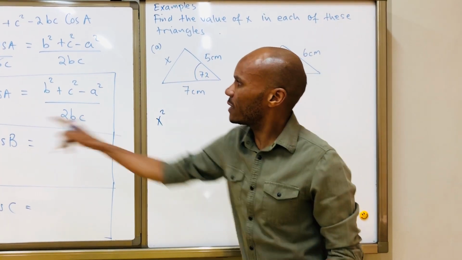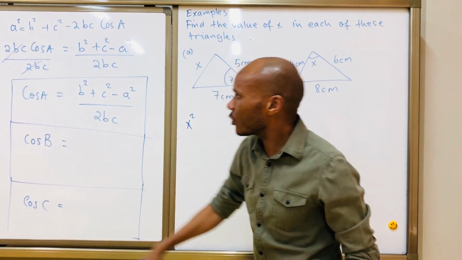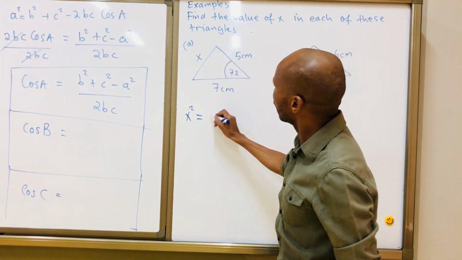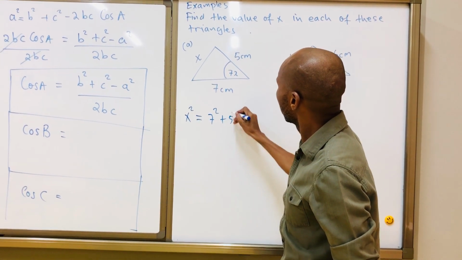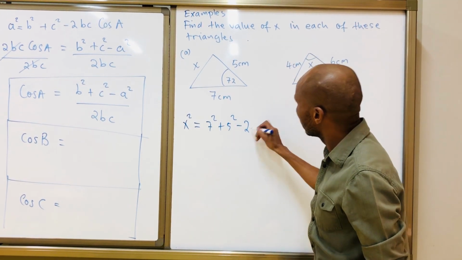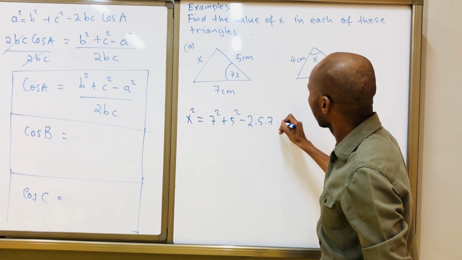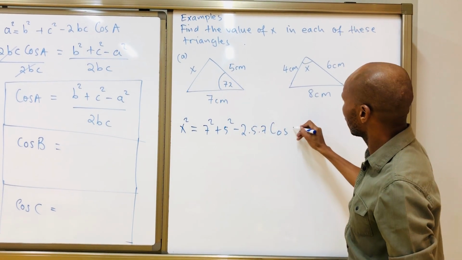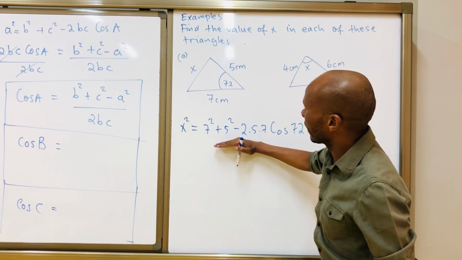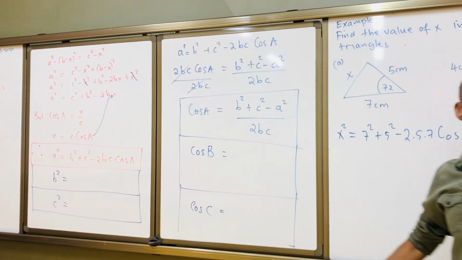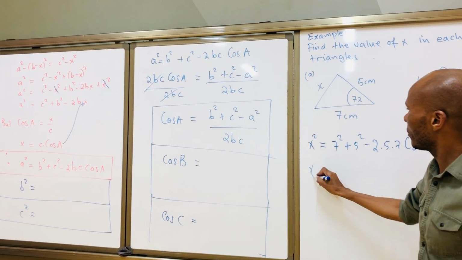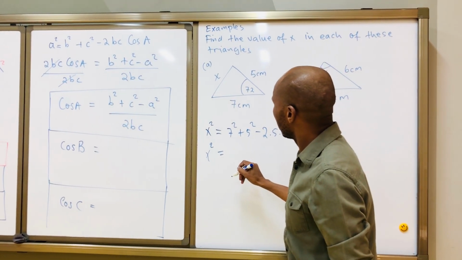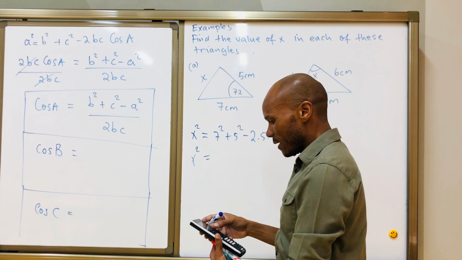So let's answer them. I'm using the cosine rule. So what does the cosine rule say? The cosine rule says x squared, if you have x squared, equals this squared plus this squared minus 2 times these sides and then cos of 72. Look what I put here and look at the cosine rule that I have. And here, people, it is just easy like that. And what are you going to get there?